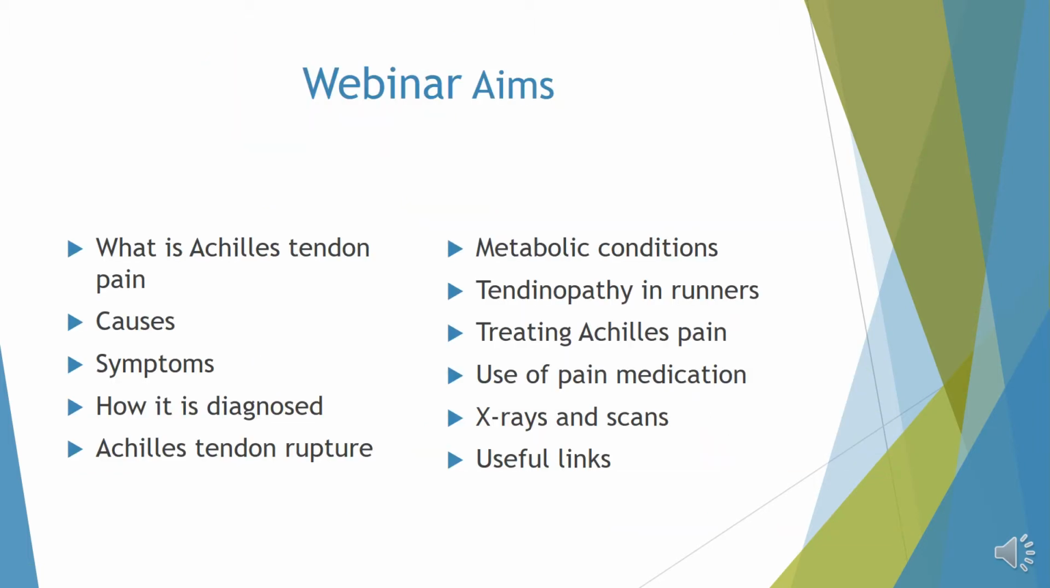The aims of this webinar: we'll get through quite a bit of information in 20 minutes or so. It will be what is Achilles tendon pain, what are the causes and symptoms commonly, how do we diagnose the problem. I will mention Achilles tendon rupture because that's really important not to leave out. I'll then go into some more information about special groups, so people with metabolic conditions, tendinopathy in runners, then generally how we go about treating Achilles tendon pain, the relevance of medication, pain medication specifically, the need for x-rays and scans, and finally some useful links.